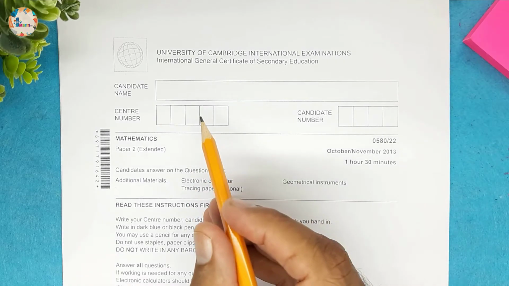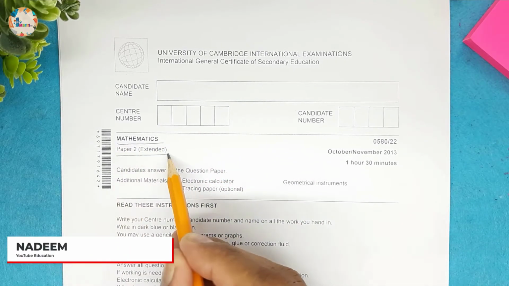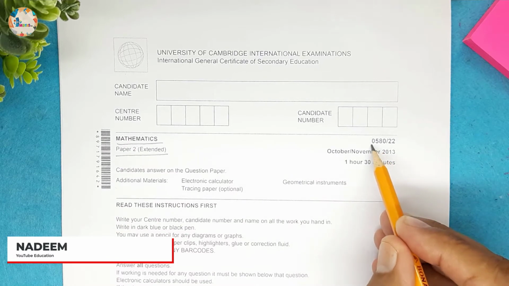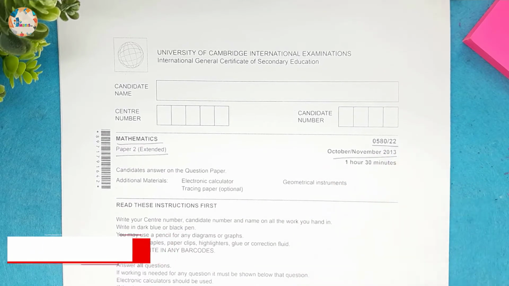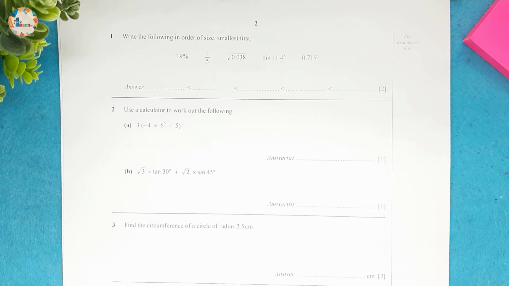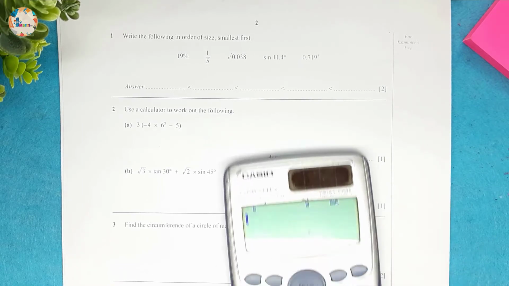Today we'll be going through IGCSE Mathematics Paper 2 Extended 058022 October-November 2013. Question number 1. Write the following in order of size, smallest first. So we will change everything into decimal.